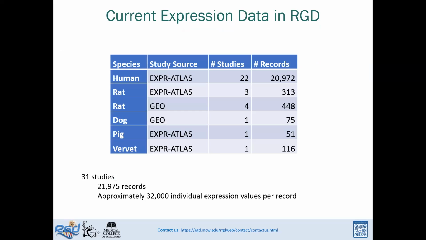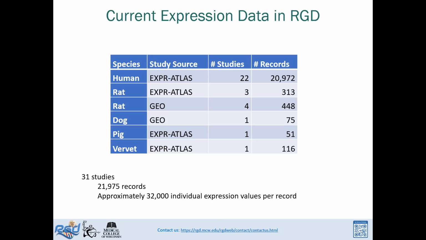To date, a total of 31 studies encompassing about 22,000 records with an average of about 32,000 individual expression values per record are viewable in the database. Initial loads were imported from Expression Atlas, and they leveraged the standardization of data, the metadata fields, and the mapping of the sequence to the RN6 assembly.